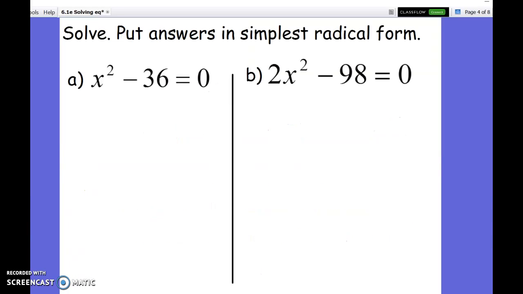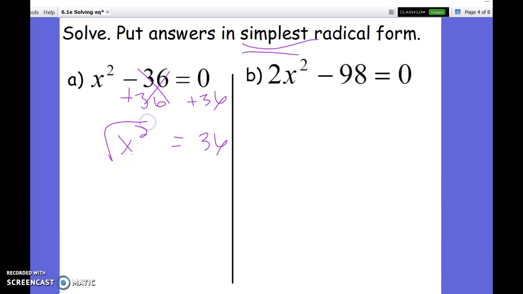Let's try a couple. We want to solve and put answers in simplest radical form. Letter A, we have x squared minus 36 equals 0. First thing we need to do is use inverse operations to get x squared by itself. If we add 36 on both sides, these will cancel each other out. On the left-hand side, we'll have x squared equals 0 plus 36, which is just 36. We successfully got x squared by itself, which means we can take the square root of this side.